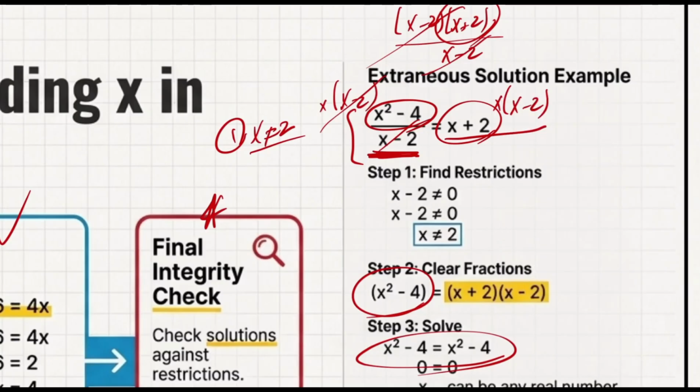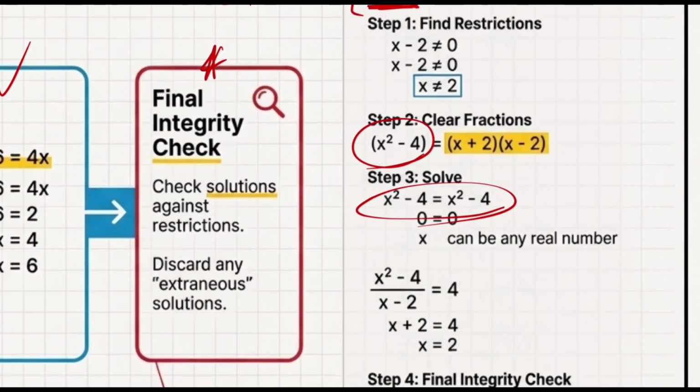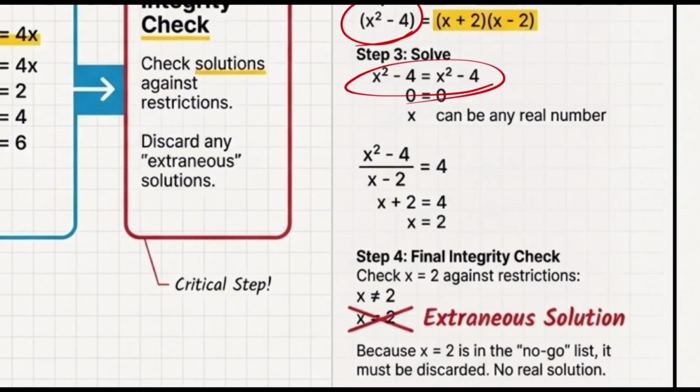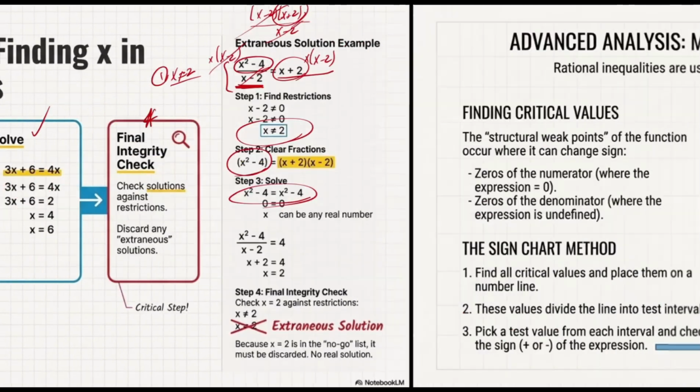So it means that I can have all of the numbers. But can I? Because from the very beginning part, I know x cannot be 2. So my final answer is going to be everything rather than the 2 itself. So I have to be very careful about that restriction rule.